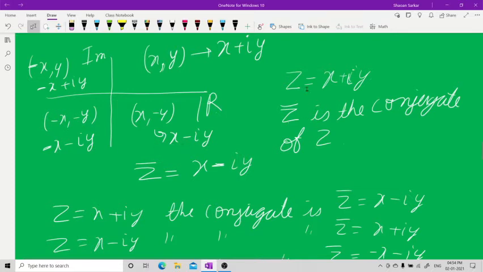If z denotes the complex number, then z is equal to x plus iy, and z bar is the conjugate of z. So z bar is x minus iy. Whatever sign is in front of i, you have to change it.